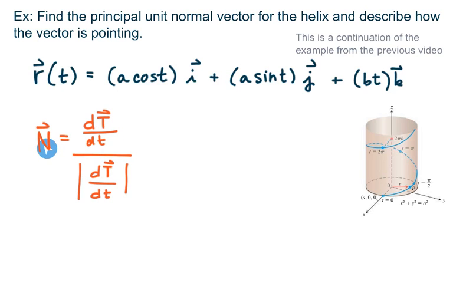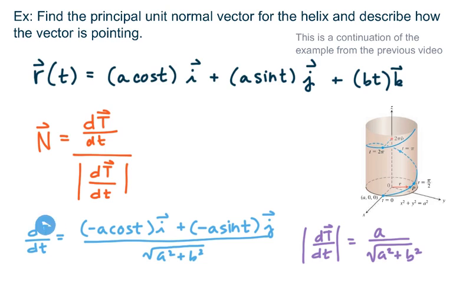Now remember, the normal vector is orthogonal or perpendicular to our unit tangent vector. And because the unit tangent vector is a constant length vector, it's only telling us direction, we know that the derivative of that constant vector is going to produce a new vector which is orthogonal. Therefore, it makes sense why that derivative of the unit tangent vector is inside the definition for our principal unit normal vector.